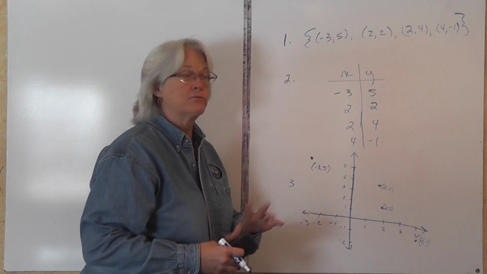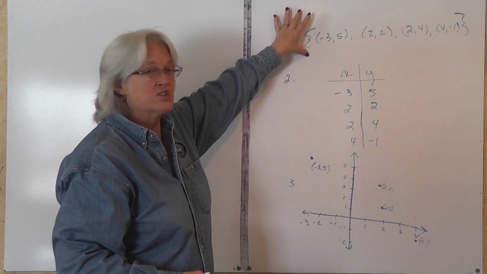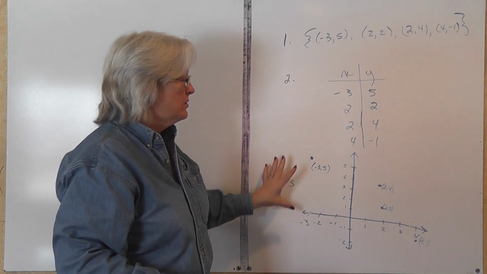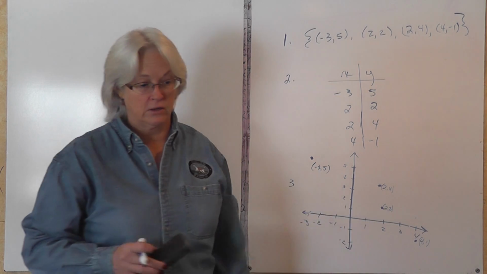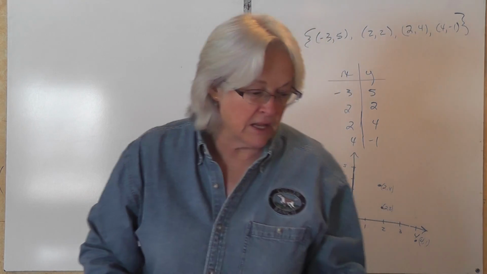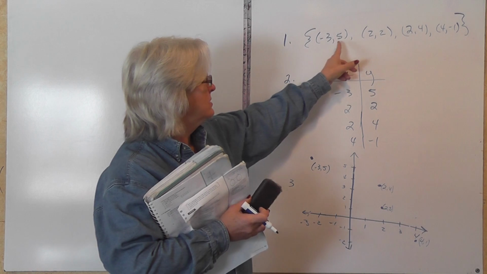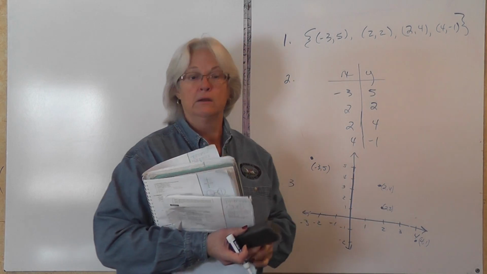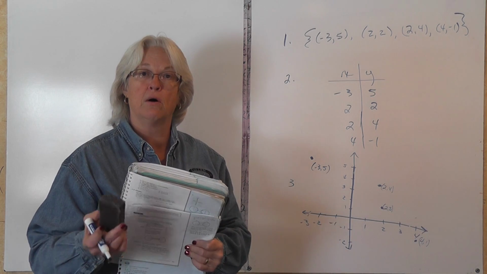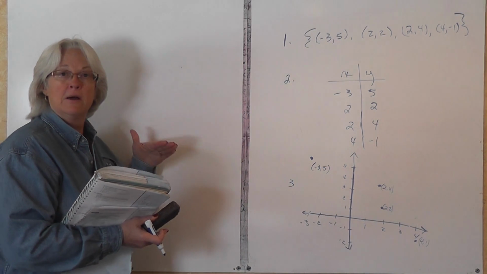So what we have here is 3 different ways to define the same relation. You can just list all of the ordered pairs in a set, you can show them on a chart, you can actually plot them on a Cartesian coordinate system. Now, the set of all of the x-coordinates is called the domain, and the set of all the y-coordinates is called the range.